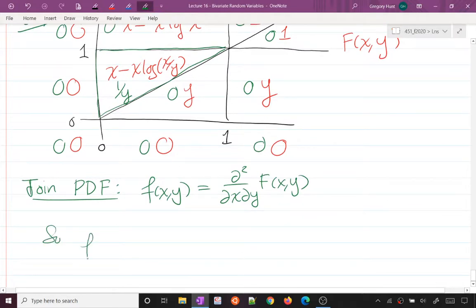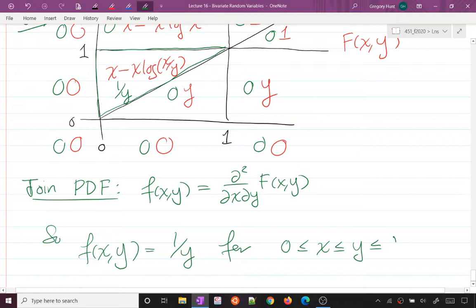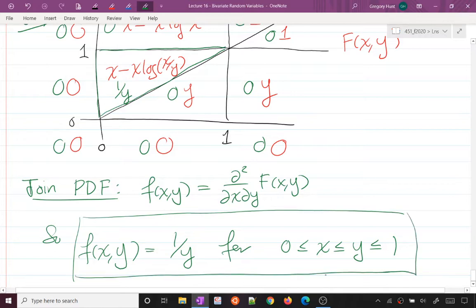So the simpler way of writing this is that f(x,y) is 1 over y whenever we're in this triangle. And this triangle is defined as 0 less than x less than y less than 1, less than or equal to, doesn't matter, it's continuous. So that is my joint PDF.